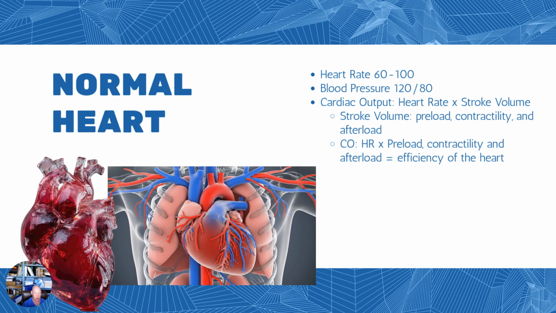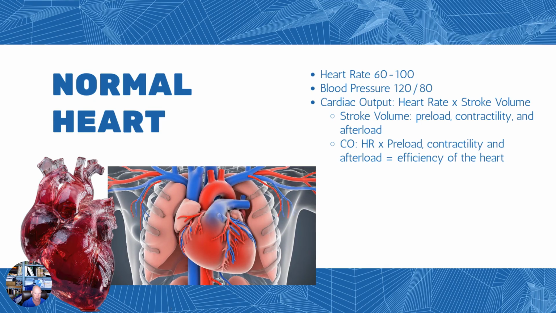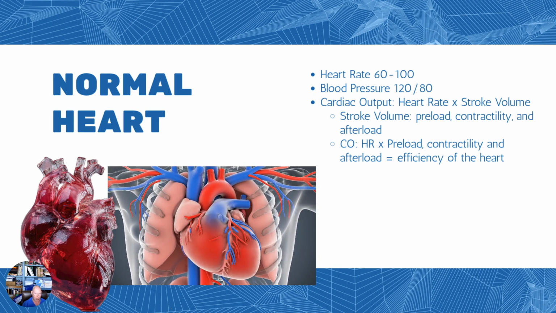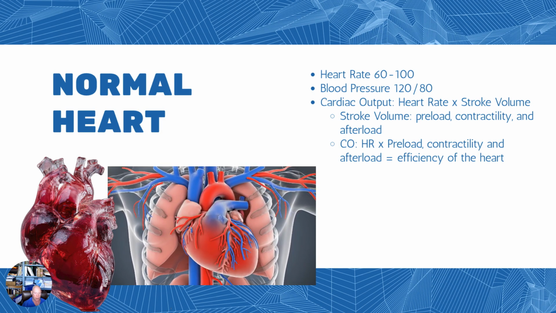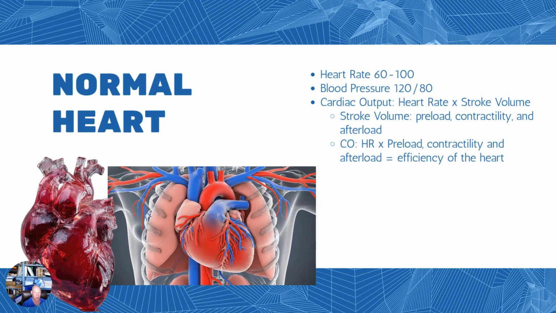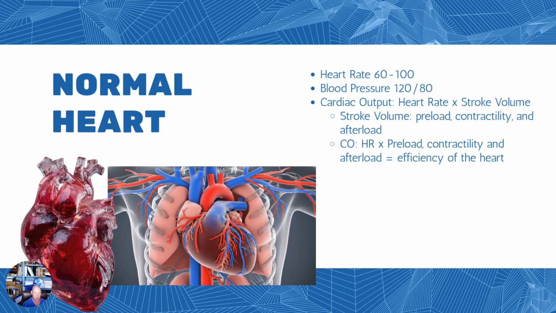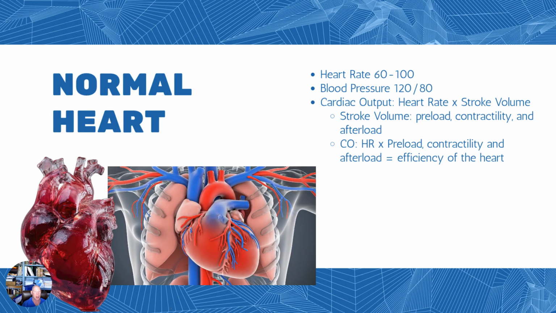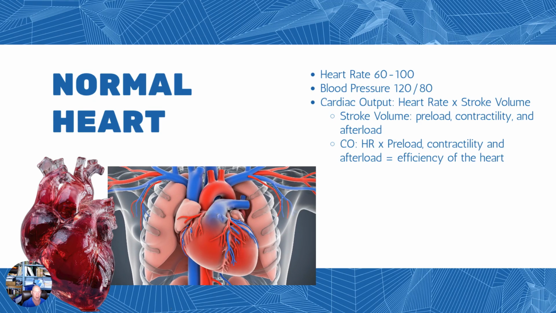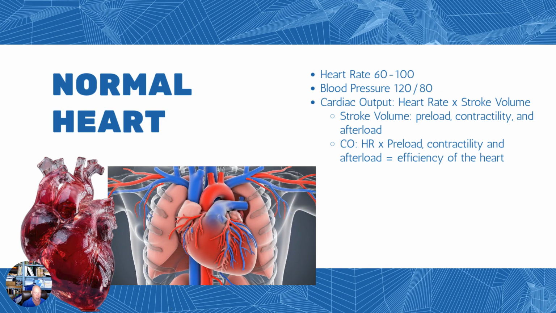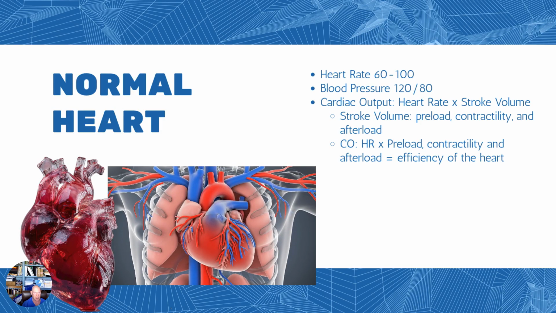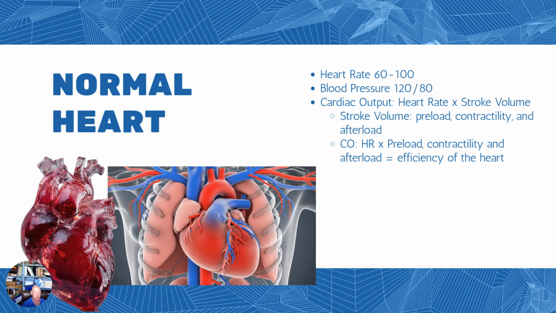Stroke volume is preload, which is the venous return; contractility, as you can see the heart moving; and then afterload, which is pushing the blood out into the rest of the system, up into the heart, down the aorta, and this is what cardiac output is. Cardiac output is heart rate times preload times contractility times afterload.